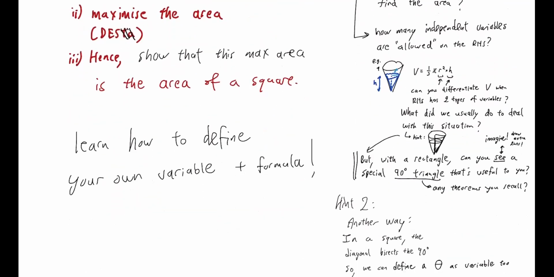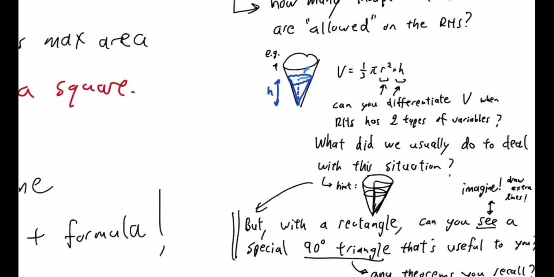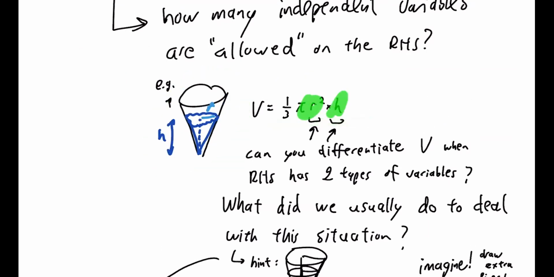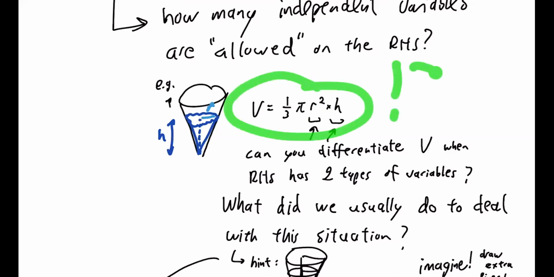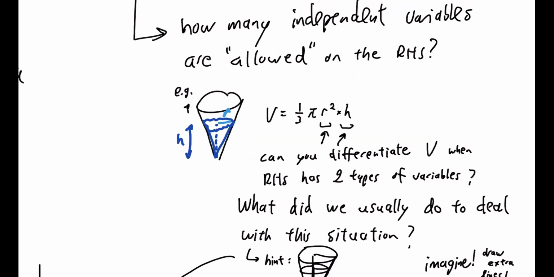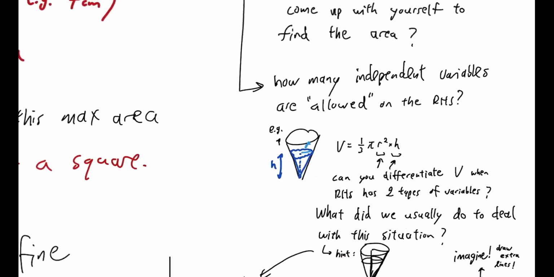Then how many independent variables are allowed on the right hand side? If you recall this example, let's say volume of water, V equals 1/3 pi r square h, right? Base area times height with an extra 1/3 because it's a cone. Are you allowed to differentiate straight away dV by dr, dV by dh? No, cannot. Why? Make one in terms of the other. Yes, correct. In other words, your right hand side can only have how many variables? One. Only one type of variable. Okay, so that's the answer to this question. Only one.